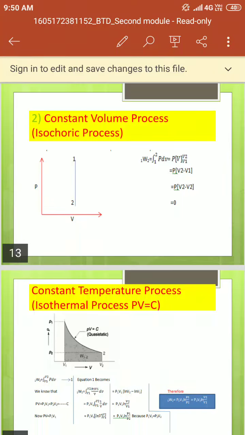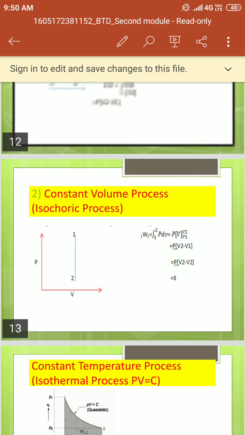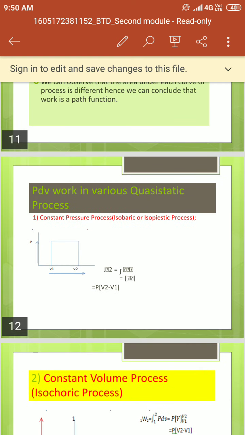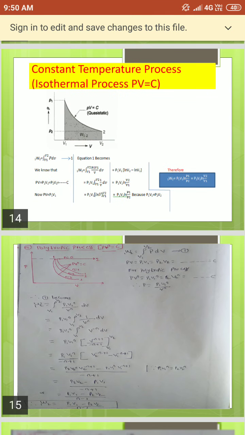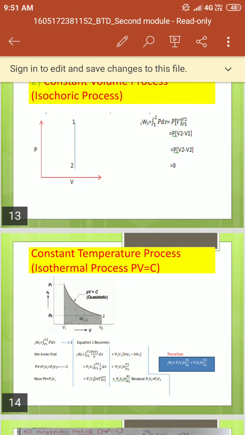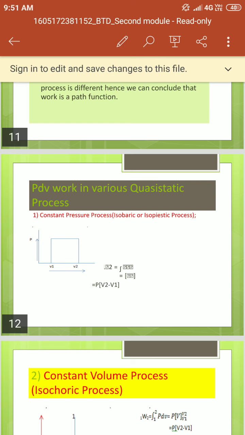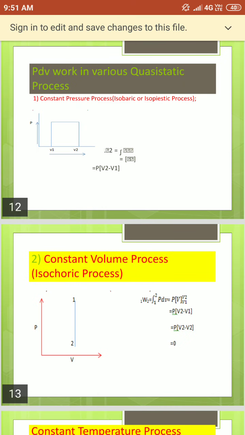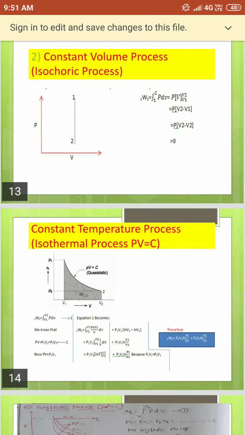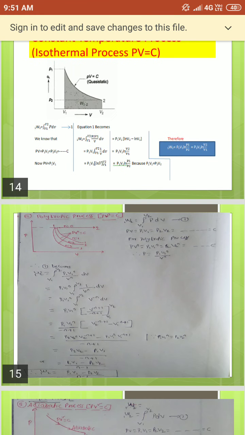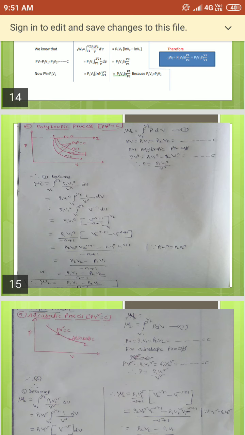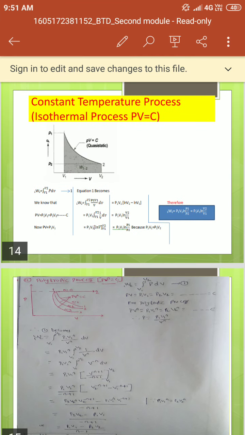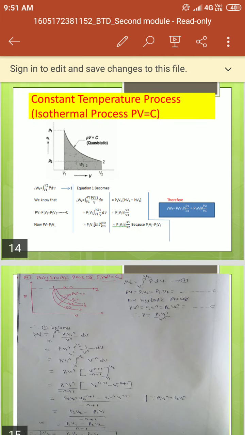In the last class, we derived the polytropic process. There are five processes: the work done in a constant pressure process, work done in a constant volume process, work done in a constant temperature process, and work done in a polytropic process. Today we have to discuss work done in the adiabatic process.